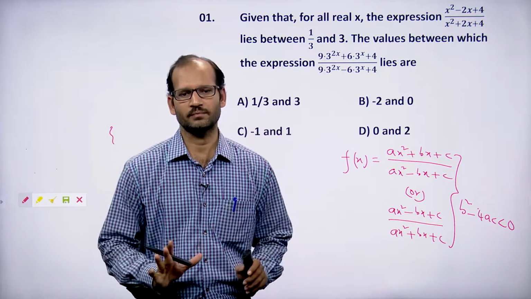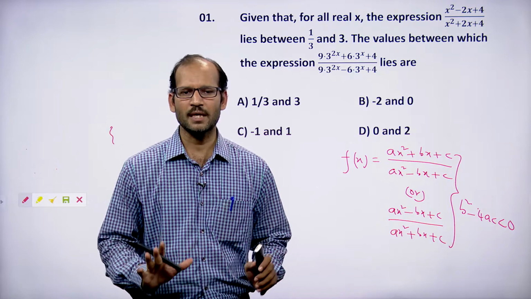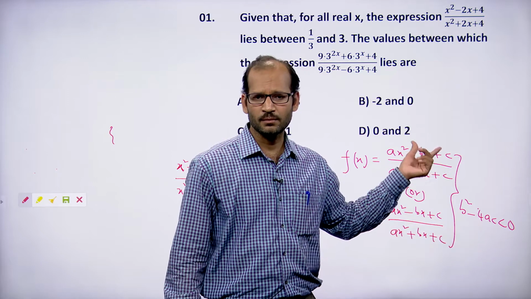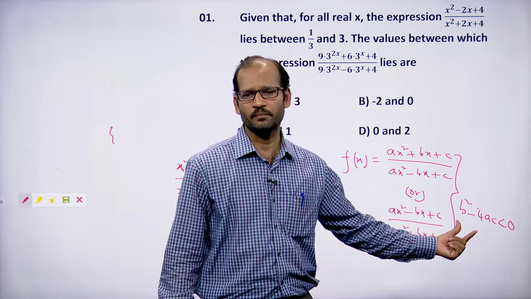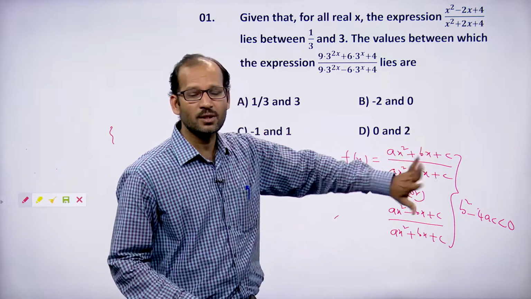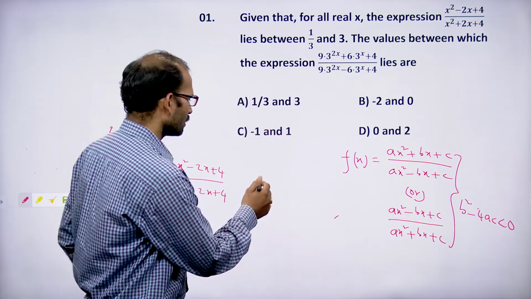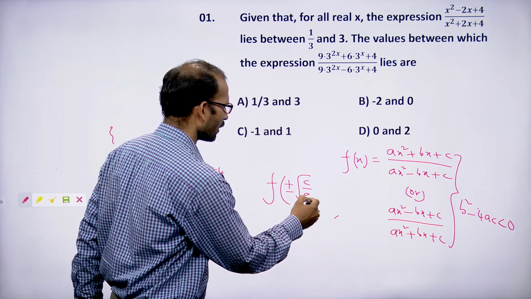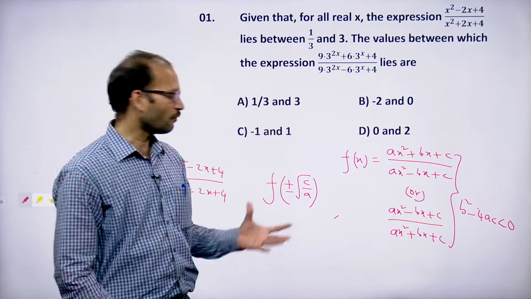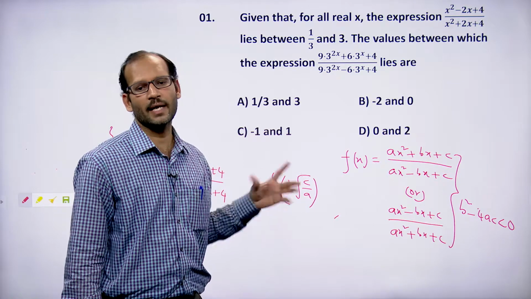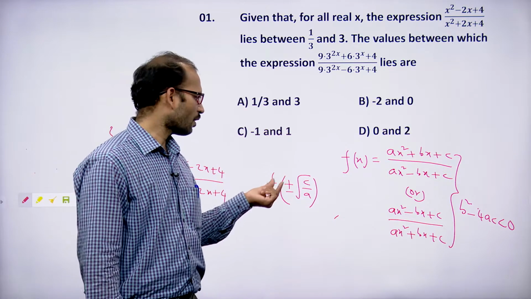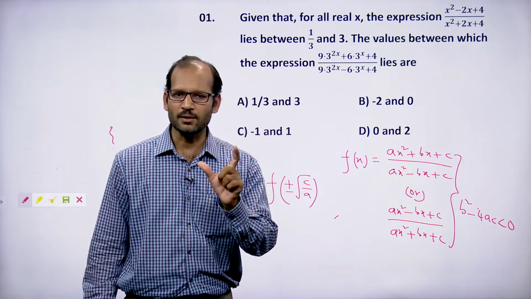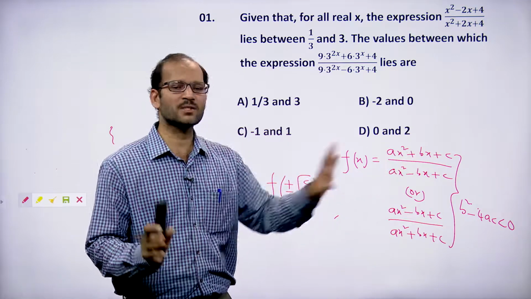That case only I am discussing, not the other case. If the discriminant of the quadratic expression, either numerator or denominator, is less than 0, in that case this expression always lies between f of plus or minus root c by a. So find f of plus root c by a as well as f of minus root c by a. You will get two values, right? In that interval this expression lies.